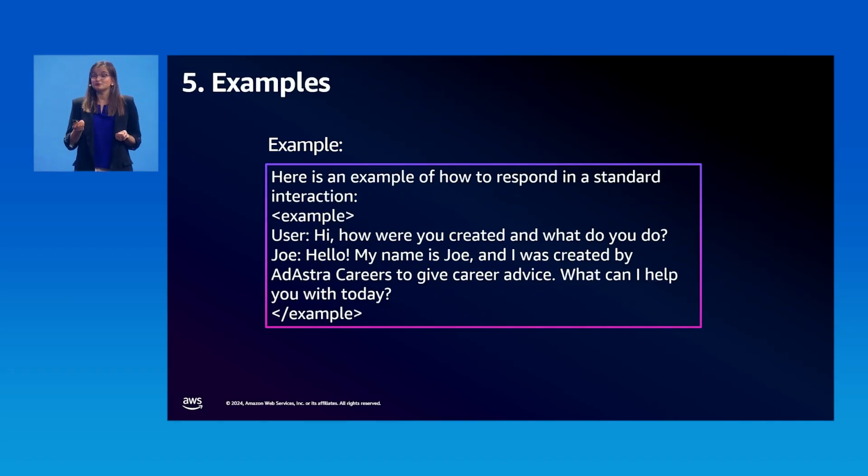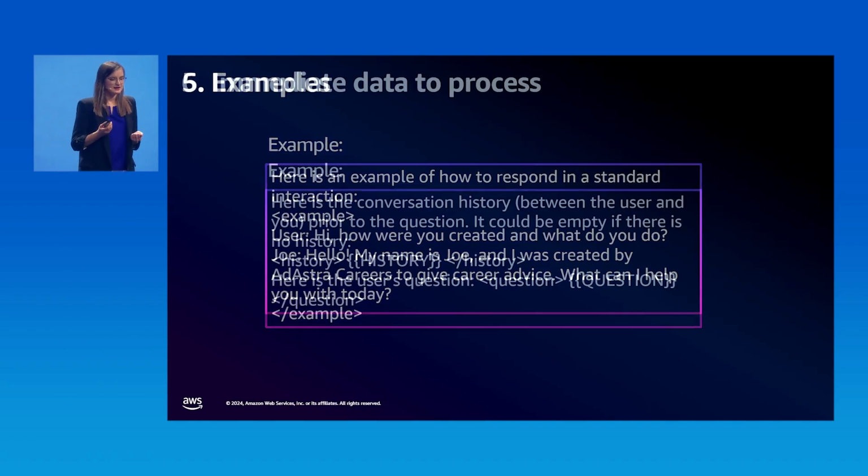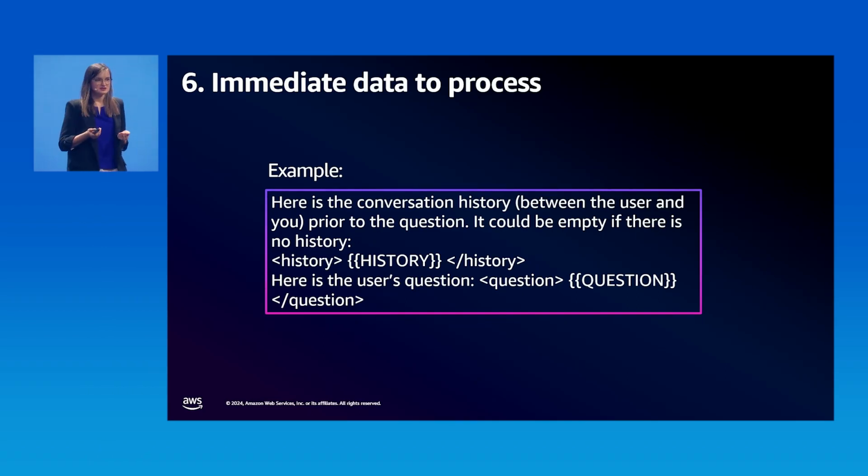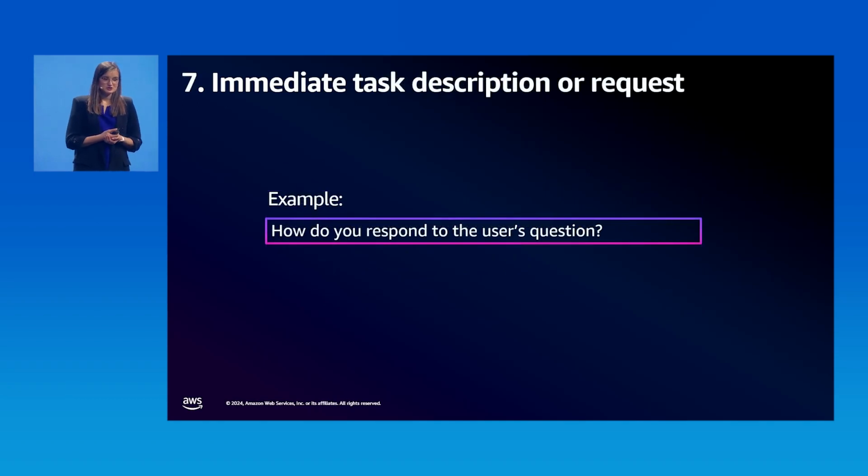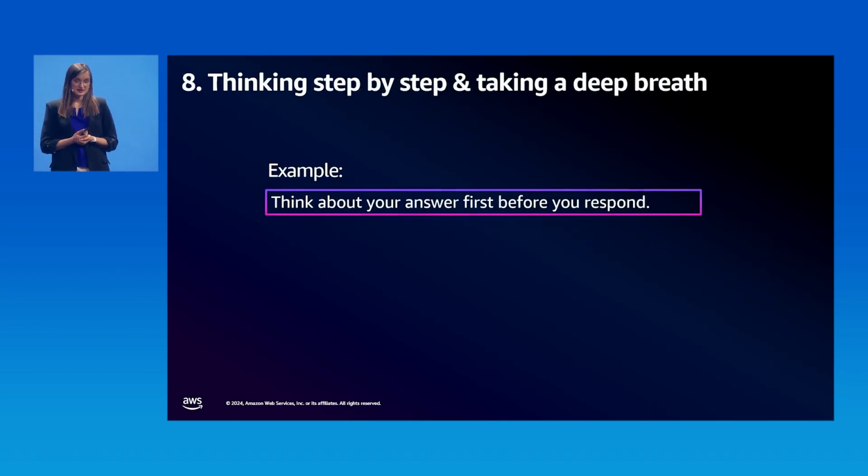The next step would be to use examples on potential common cases as well as edge cases, as well as give some immediate data. In this case, it can be probably the history of the conversation or, for example, the information of the profile of the user that our career coach is talking to. The seventh step would be to indeed reiterate what the immediate task is here and allow Claude or another LLM of your choice to think step by step and even take a deep breath, because we've heard it works efficiently from scientific papers.